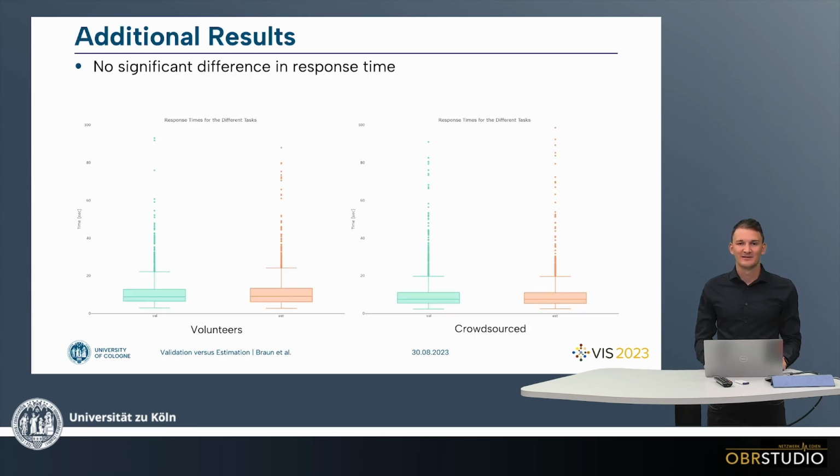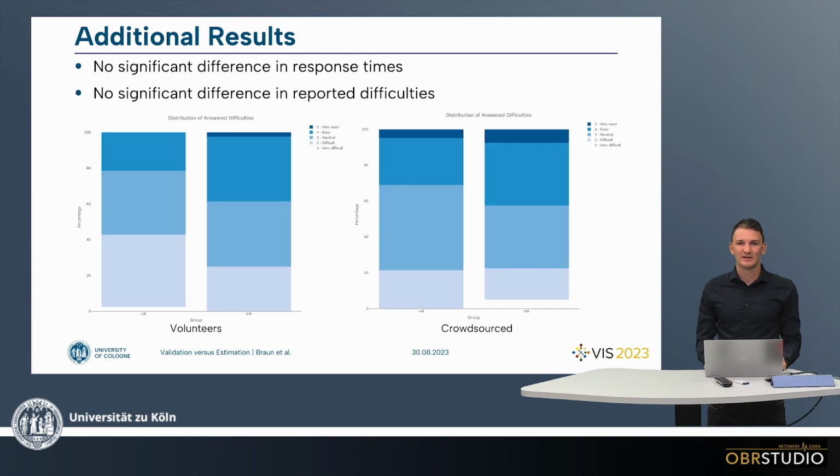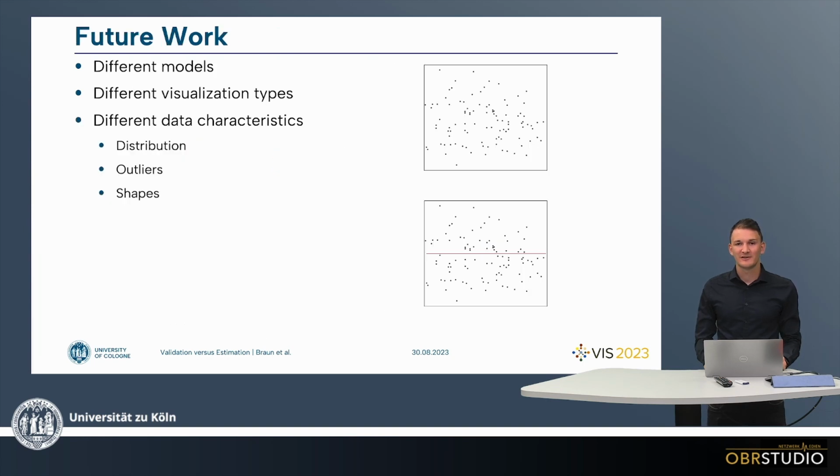Additional results are: there was no significant difference in the response time between the two tasks, as well as no significant difference in the reported difficulties. After this first study on visual validation, there are many possibilities for future work. For example, we haven't considered special data characteristics, such as outliers or distributions. Furthermore, it would be interesting to investigate more complex models or other visualization types.